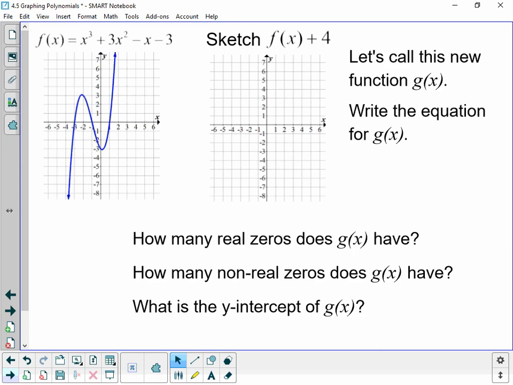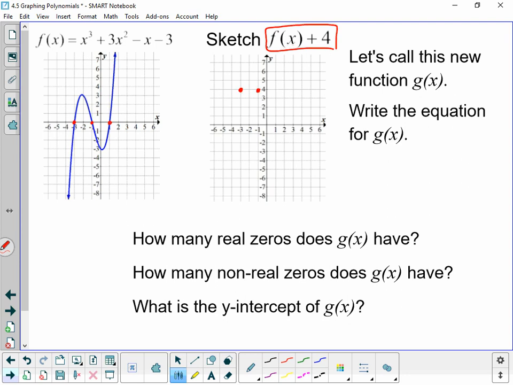Okay, last problem. f of x is equal to x to the third plus 3x squared minus x minus 3. I want to sketch, this time, the function f of x plus 4. We're going back where we started. So if I have this function and I want to sketch f of x plus 4, I'm going to think of the location of those intercepts, and I am going to shift them up 4 units.